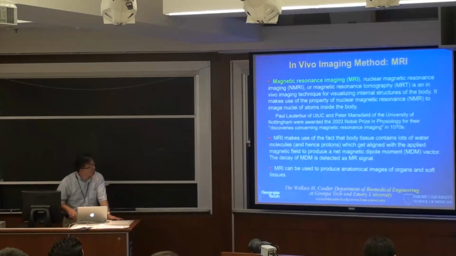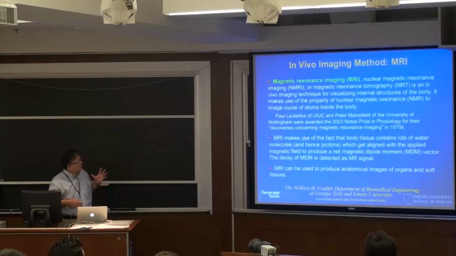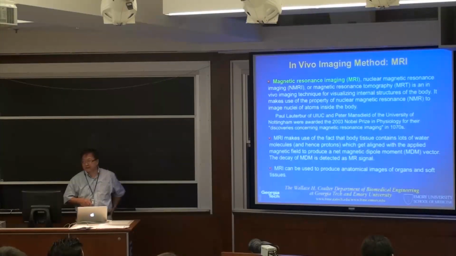So talking about MRI, MRI actually is essentially a part of nuclear medicine. It's to use, as the name suggests, magnetic resonance as a way to visualize different organs of the body. As you may know, 2 pioneers of the MR studies got the Nobel Prize in 2003, actually one from UIUC.